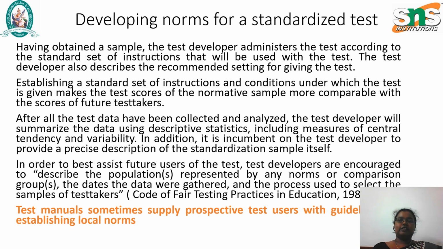In addition, it is incumbent on the test developer to provide a precise description of the standardization sample itself. In order to best assess future uses of the test, test developers are encouraged to describe the populations represented by any norms or comparison groups, the dates the data were gathered, and the process used to select the samples of test takers. The test manual sometimes supplies prospective test users with guidelines for establishing local norms.